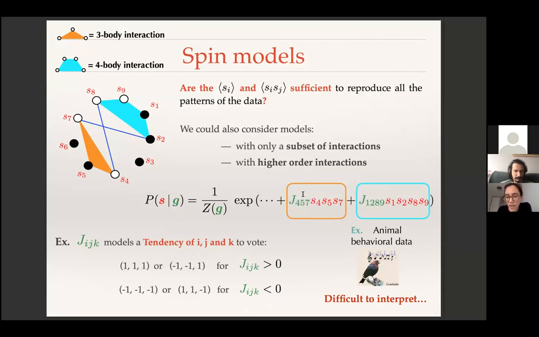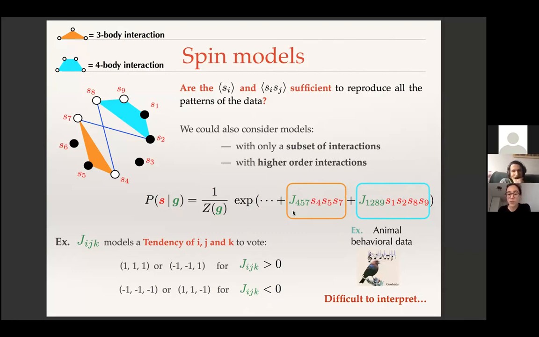So that would be a J_ijk. So J_457 for that interaction, for example, times S4, S5, S7. So that would be your parameter, and that would be your spin operator. And here I can also add a 4-body interaction, which would be this one. And it would take the form of J_1289 times S1, S2, S8, S9.